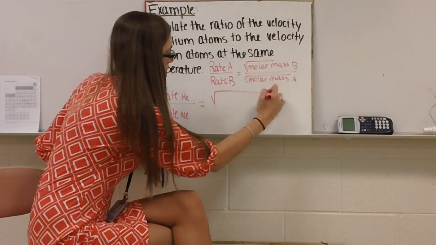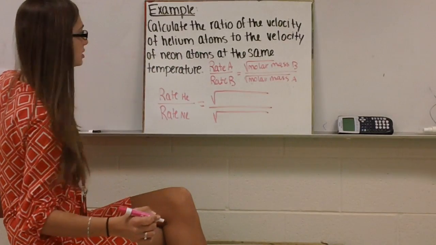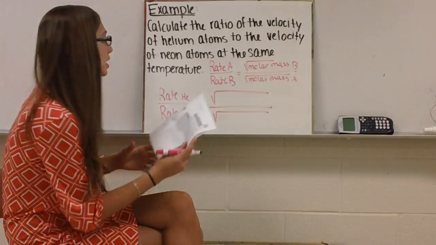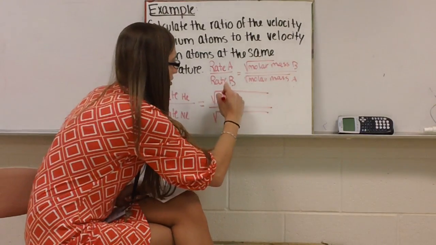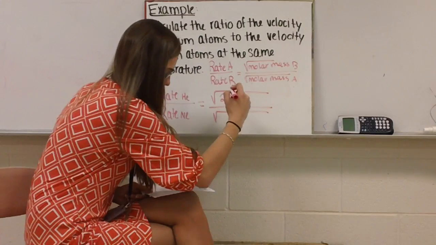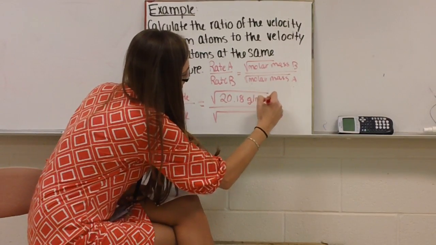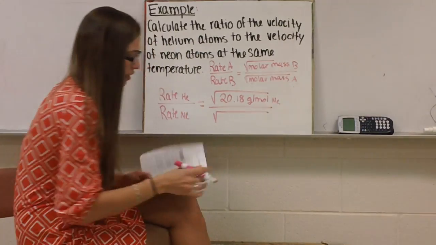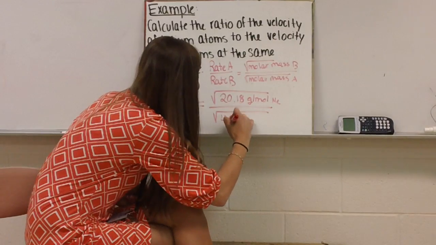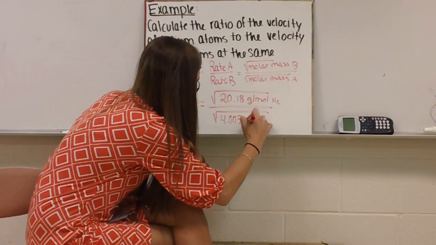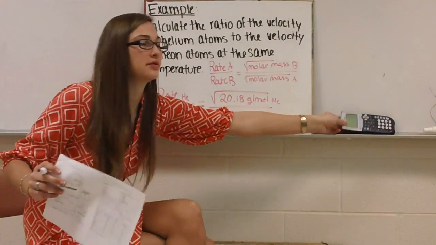Alright, so we can figure out our molar mass by looking at our periodic table. So first let's find the molar mass of neon, and that is 20.18 grams per mole for neon. And then for helium, we have 4.003 grams per mole for helium. Now we can just plug this into our calculator.